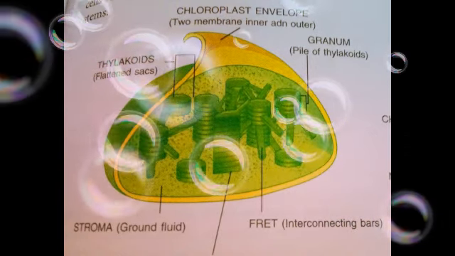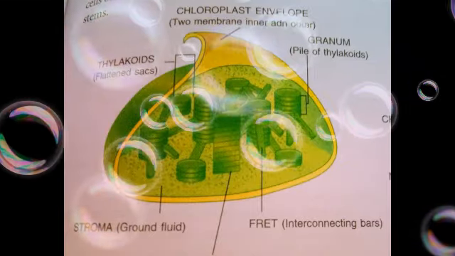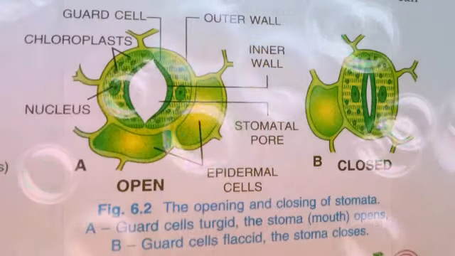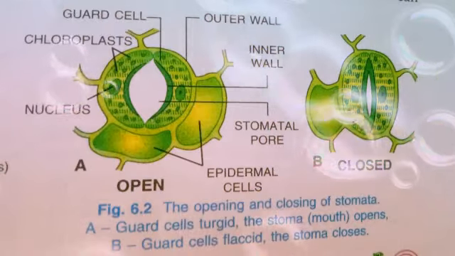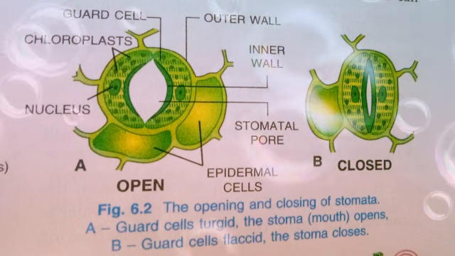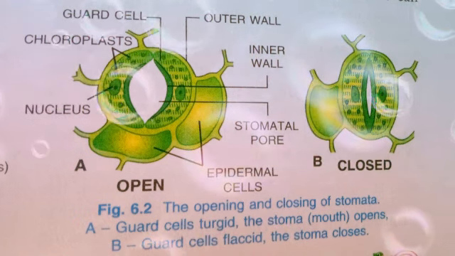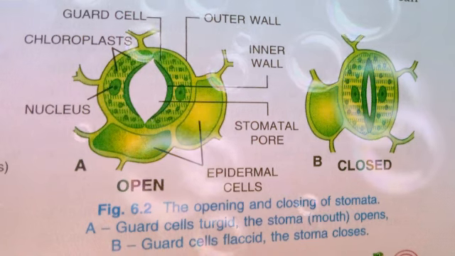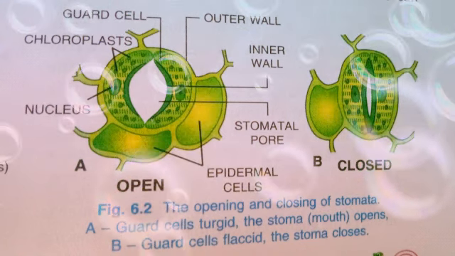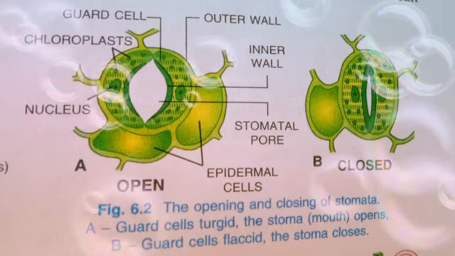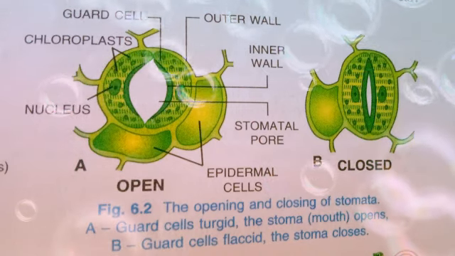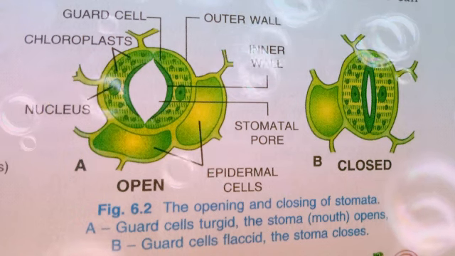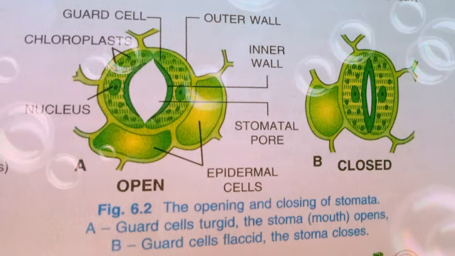dried. Now we will see the structure of the stomata, regulating and letting in the carbon dioxide. The stomatal apparatus consists of the guard cells, the outer wall, the inner wall, the chloroplast, and the nucleus is also present. The stomatal pore is opened at daytime and it is closed at night time.